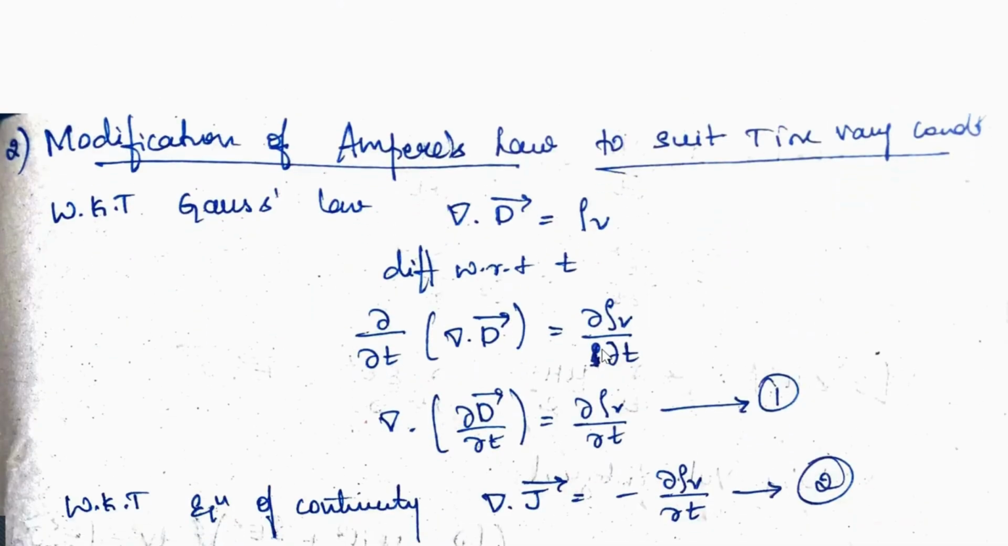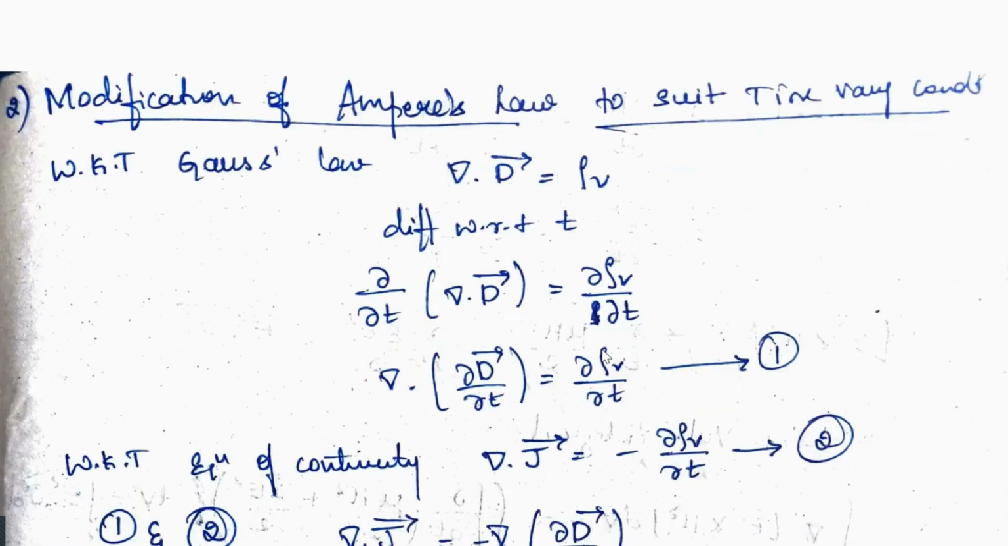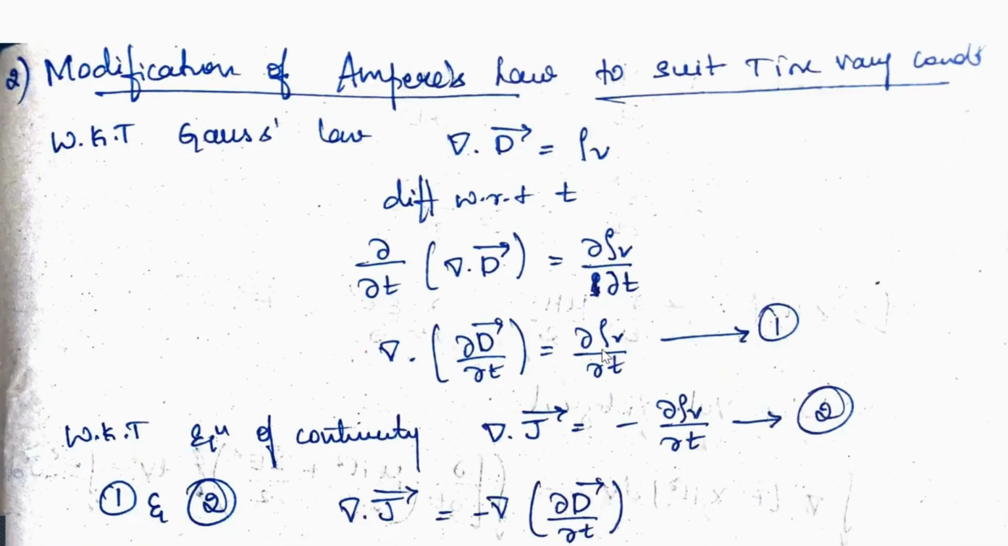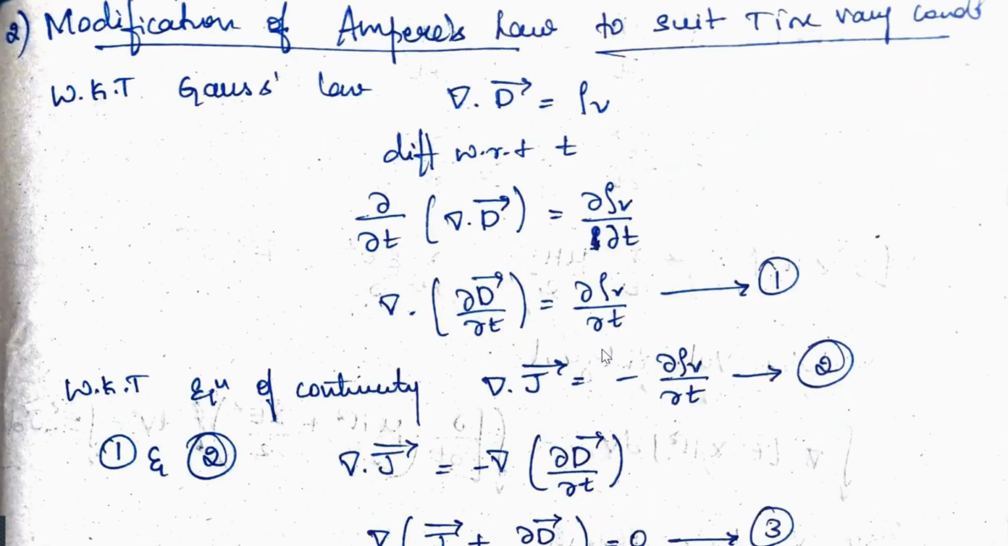Next is the modification of Ampere's law to suit the time varying conditions. We know that Gauss law is given as del dot D vector is equal to ρv. Differentiate with respect to t, that is ∂/∂t of del dot D vector is equal to ∂ρv/∂t.